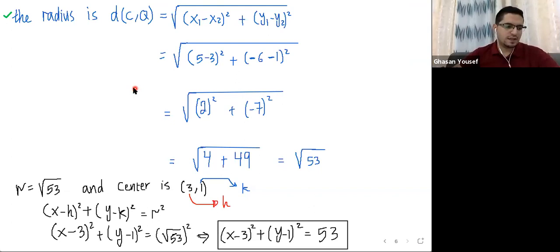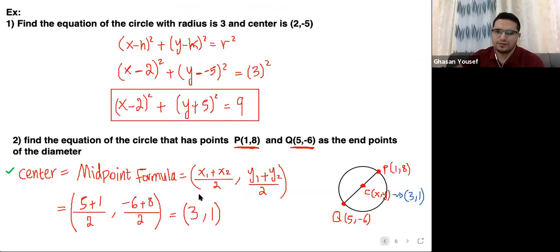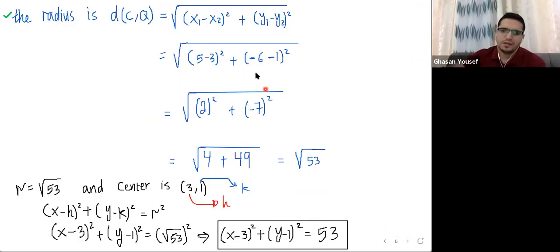So this is how we can solve example number 2. We have to find the center and the radius. The radius we found by the distance between the center and Q, and the center we found by the midpoint formula. Then we use the circle equation and plug everything inside the equation of the circle. Then we get the equation of the circle.